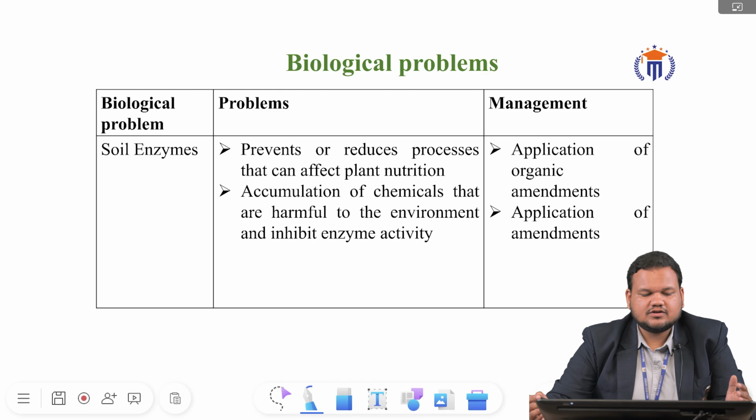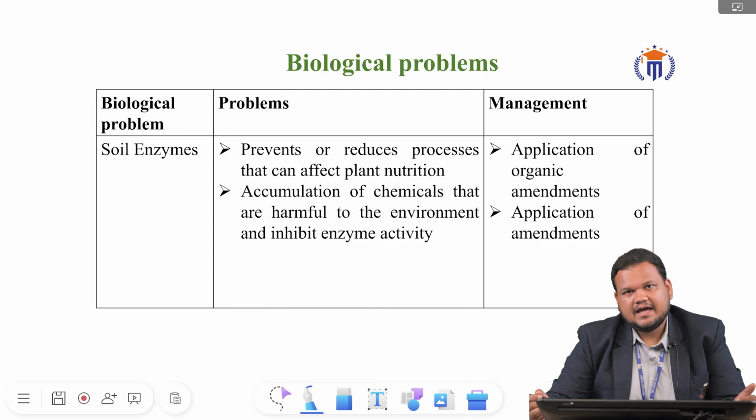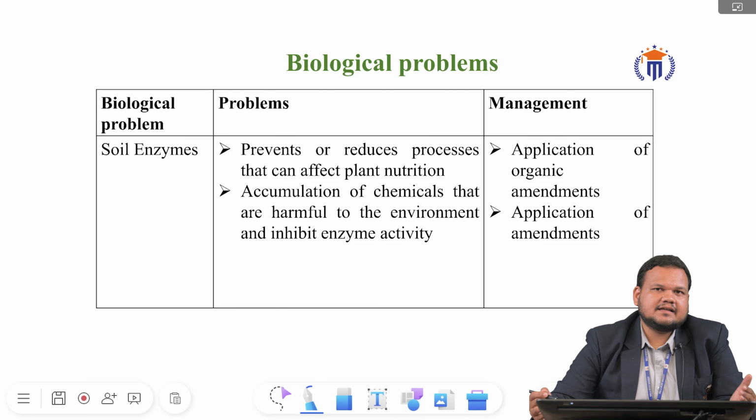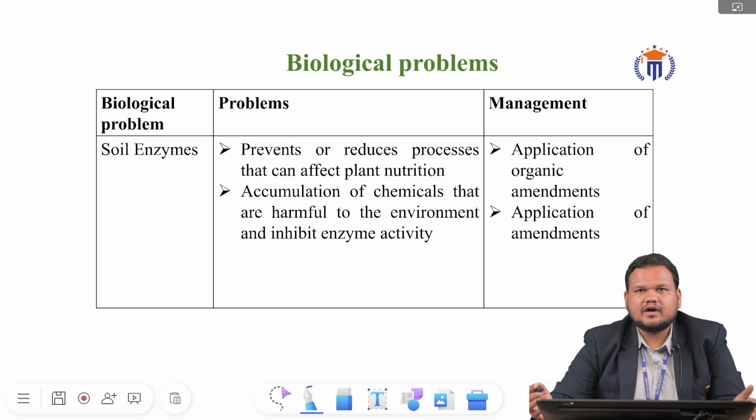And the final one is your soil enzymes, which are very important from the plant nutrition point of view, as these enzymes are very much required for taking plant nutrients from unavailable form to available form, or fastening the process from unavailable to available form. The management technique is your application of organic amendments or any type of amendments.